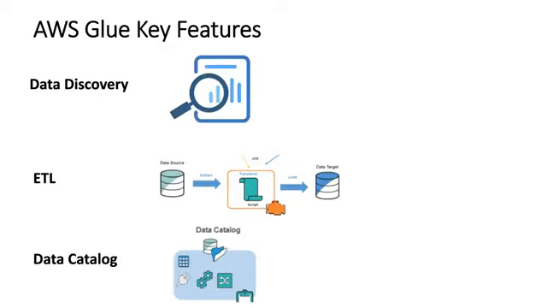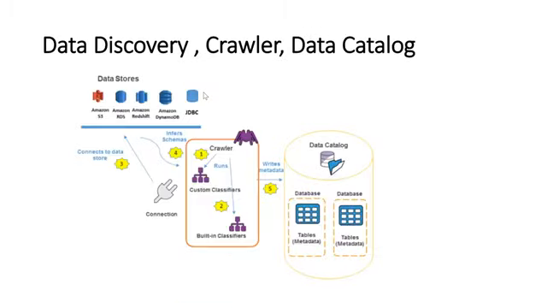Okay, so with that said, let's see what the key features of AWS Glue are. AWS Glue helps you in data discovery, ETL, and data cataloging. These are the three important features of AWS Glue, and let's discuss each of these in detail. The first main use case of AWS Glue is data discovery, crawling, and cataloging of your data.